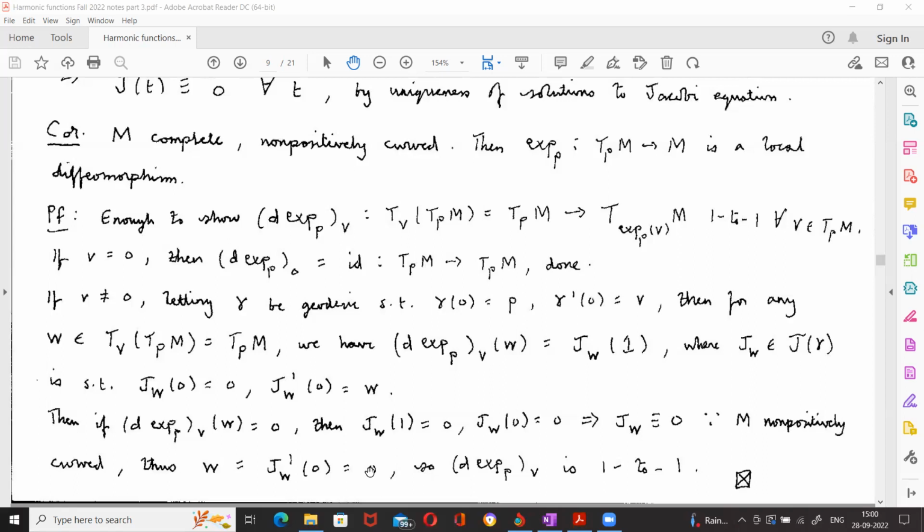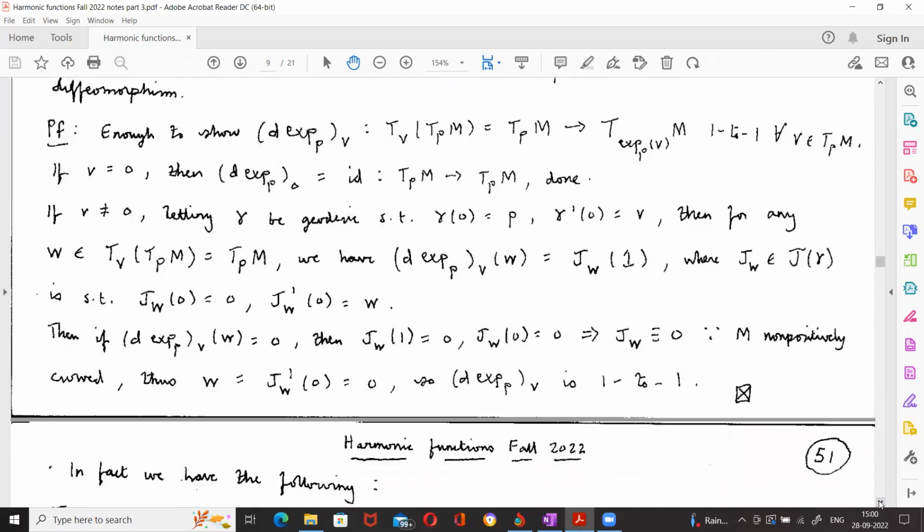Is this okay? So therefore, if the derivative of the exponential maps w to 0, then w is 0. That means this is an injective linear map. Is this clear? And so we're done. So the derivative of the exponential is an isomorphism everywhere, and therefore the exponential is a local diffeomorphism by the inverse function theorem. Is this okay?